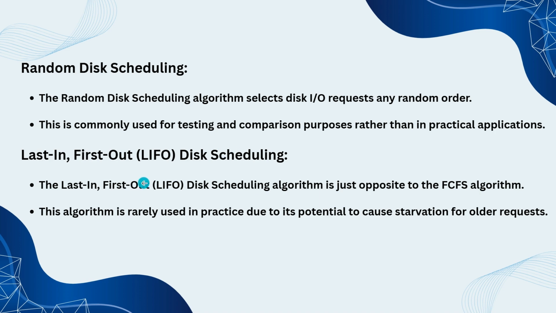Then the last type is last in first out disk scheduling. It is just the opposite of FCFS. So in the LIFO algorithm, the most recently arrived request is served first. This means that the request that came last will be served first, regardless of current head position or seek time. So this algorithm is rarely used in practice due to its potential to cause starvation for older requests.